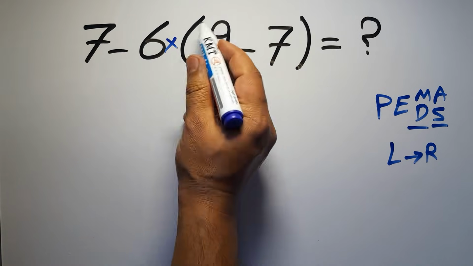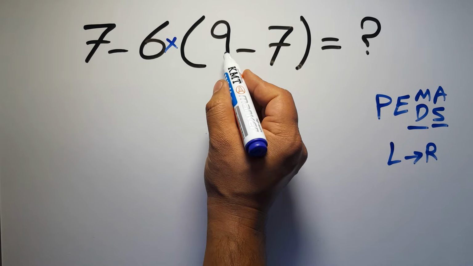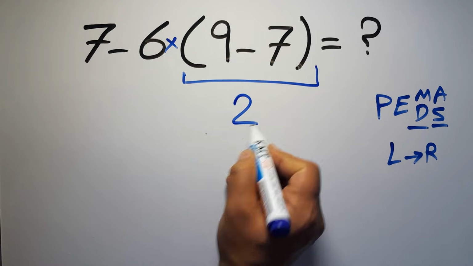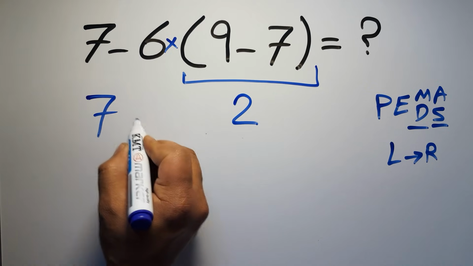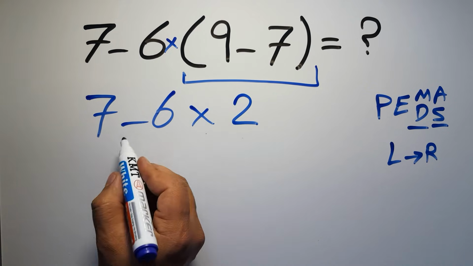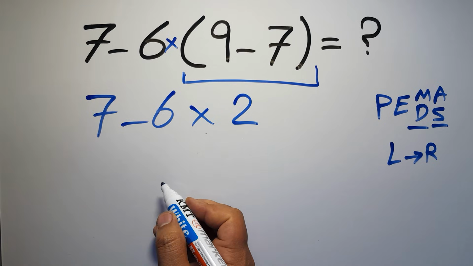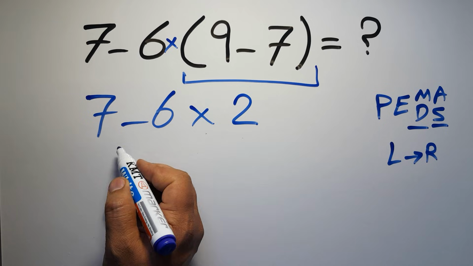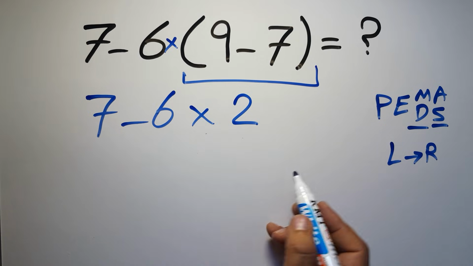So first we have to do this parenthesis. Inside this parenthesis we have 9 minus 7, which equals 2. So 7 minus 6, then times 2. Now we have one subtraction and one multiplication. According to PEMDAS, multiplication has higher priority than subtraction because multiplication comes before subtraction.